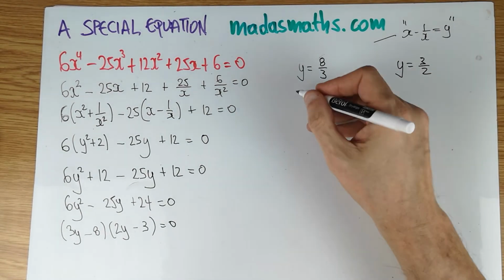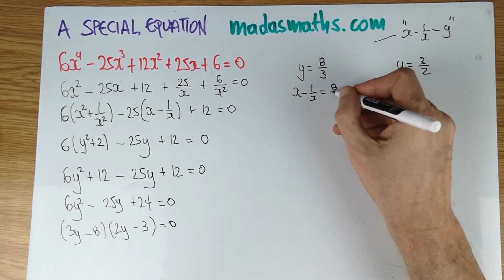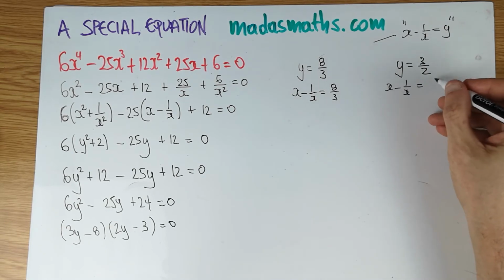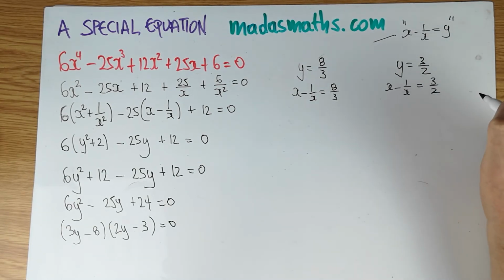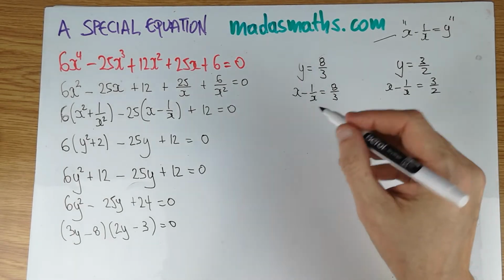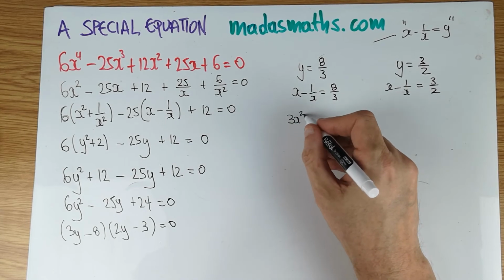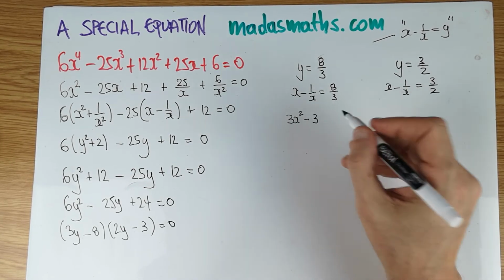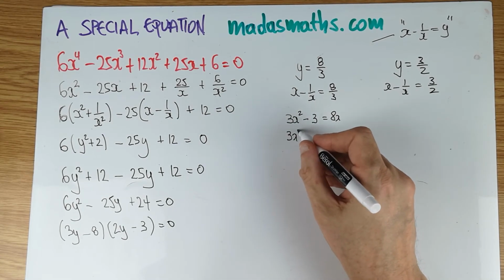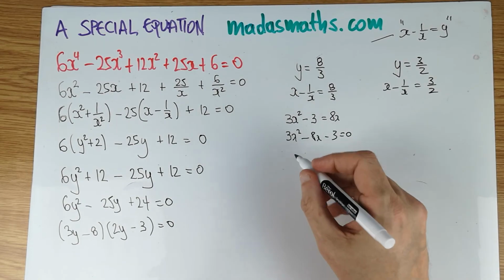But of course y stands for x minus 1 over x. So x minus 1 over x is 8/3, or x minus 1 over x is 3/2. Solve each of these quadratics. So now there's going to be more quadratics. It's going to be times it by 3x. So I'm going to get 3x squared minus 3 is equal to 8x. 3x squared minus 8x minus 3 is equal to 0.